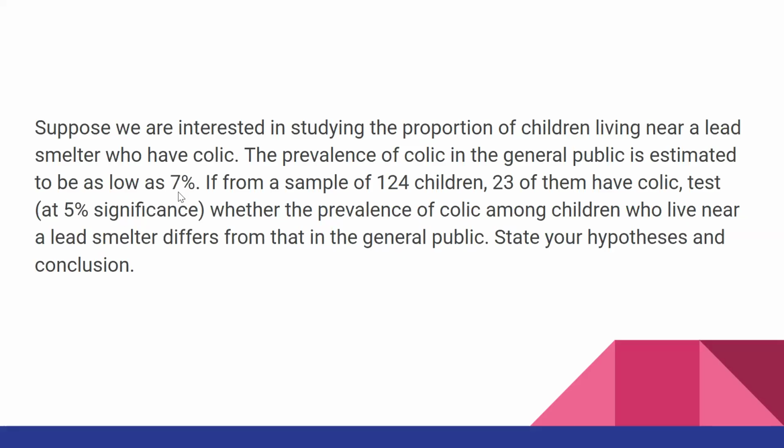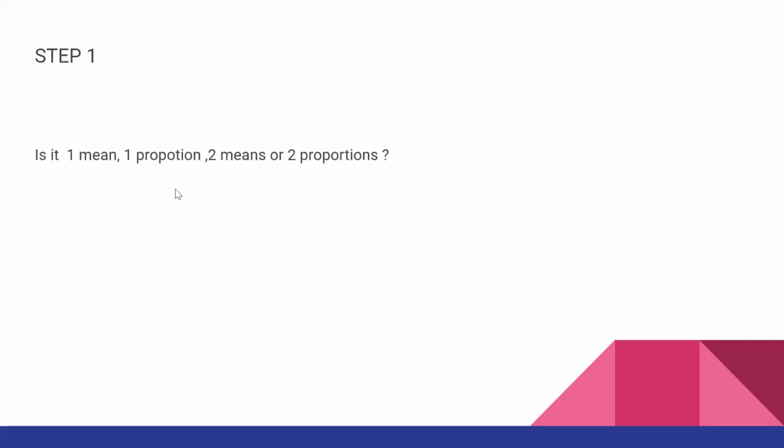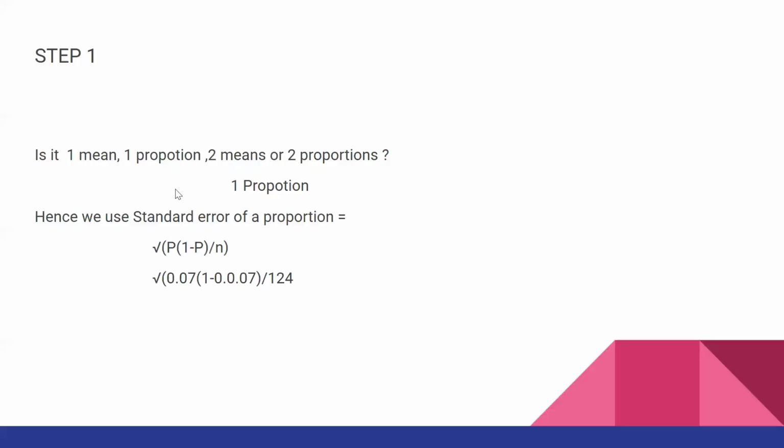That's a very clear exception. So you're using this value. So what's my proportion? 7%. That is 0.07 into 1 minus p, that is 1 minus 0.07, and then divided by the total number of people who are in this test, which was 124. Who can give us the answer? 0.0229.